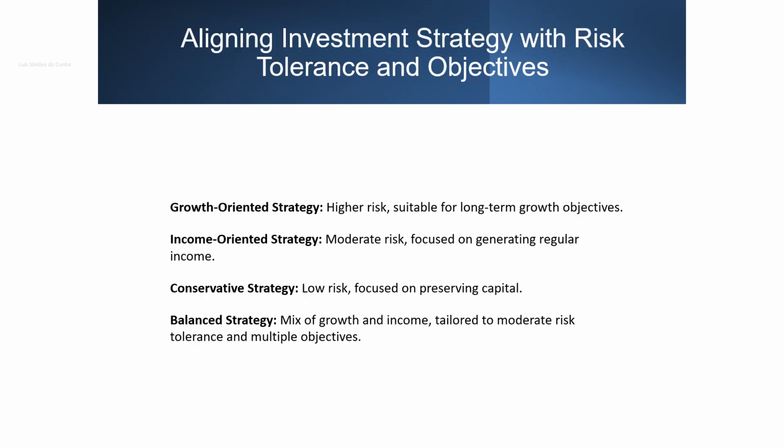Aligning the investment strategy with risk tolerance and objectives involves choosing the right approach. A growth-oriented strategy is suitable for long-term growth objectives and higher risk tolerance. An income-oriented strategy focuses on generating regular income with moderate risk. A conservative strategy aims to preserve capital with low risk. A balanced strategy mixes growth and income, tailored to moderate risk tolerance and multiple objectives.